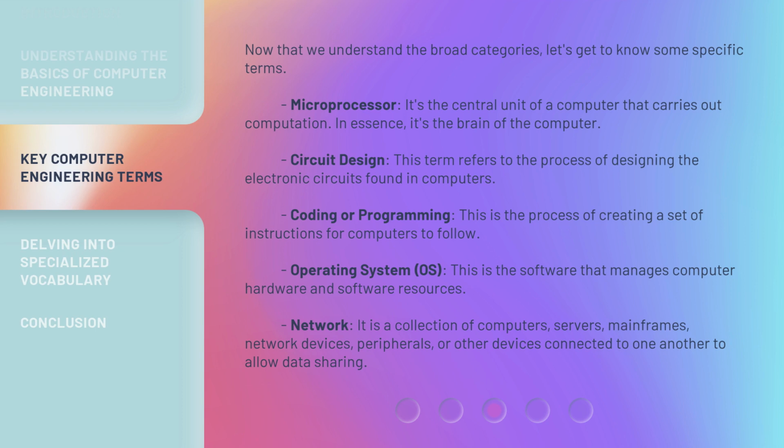Operating system, OS. This is the software that manages computer hardware and software resources. Network. It is a collection of computers, servers, mainframes, network devices, peripherals, or other devices connected to one another to allow data sharing.